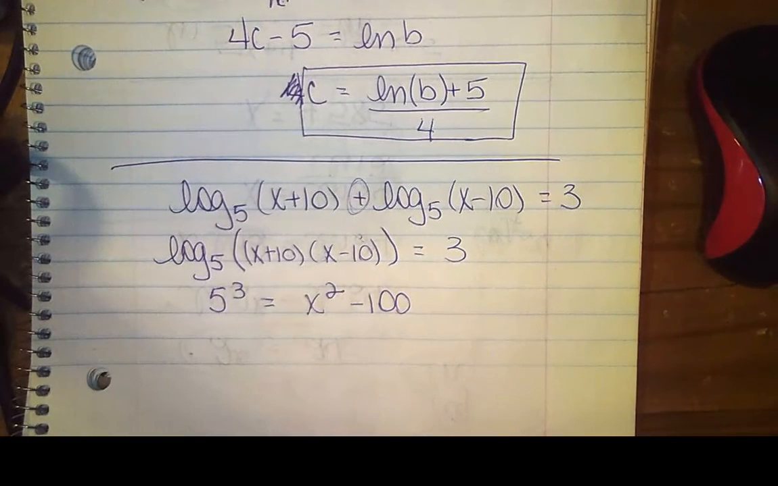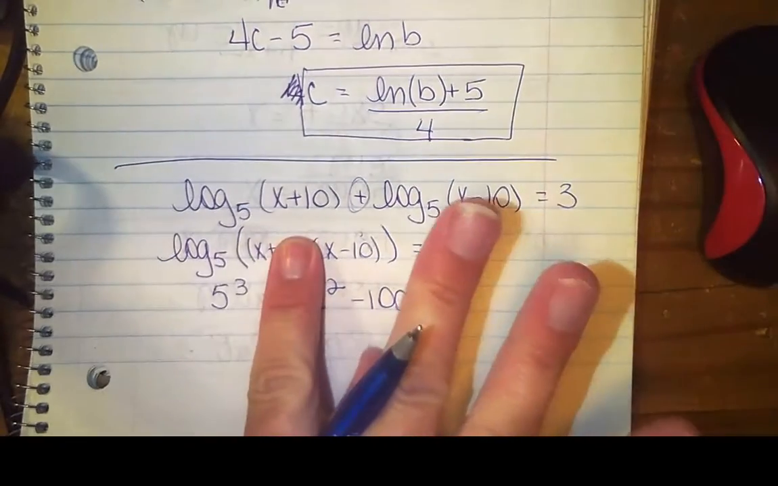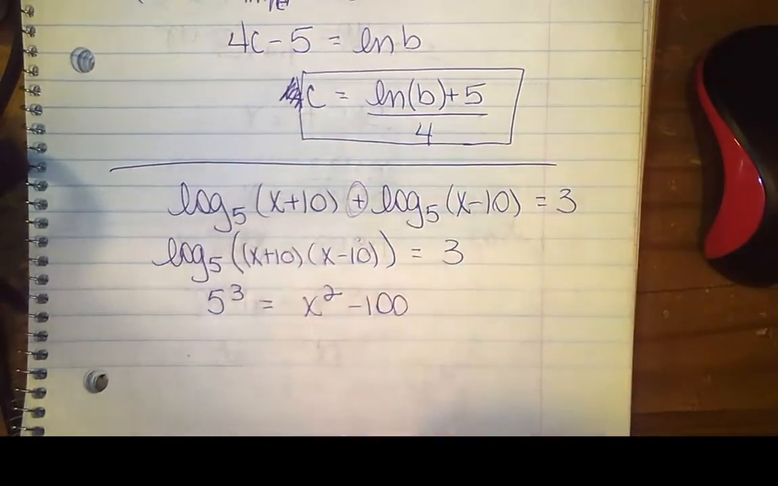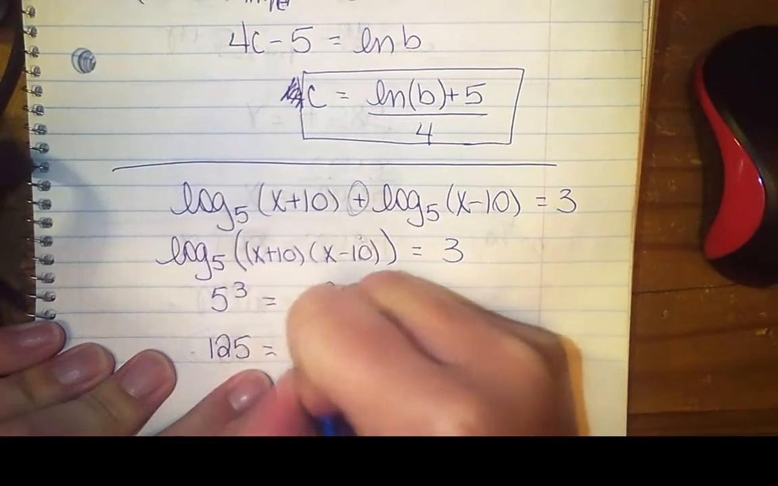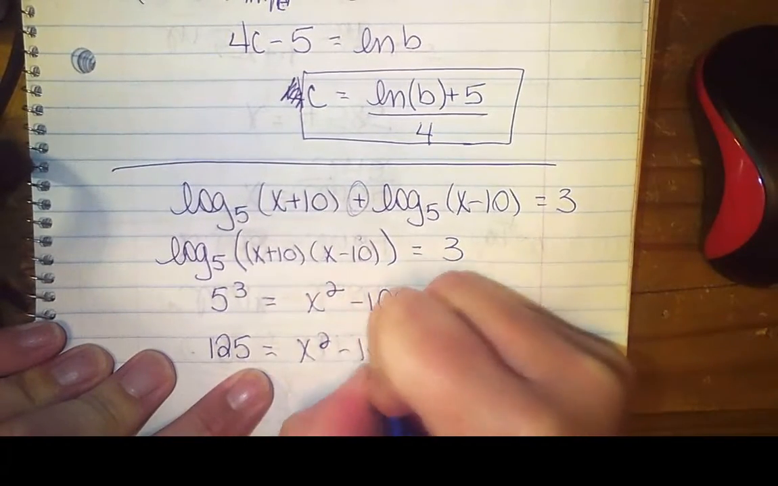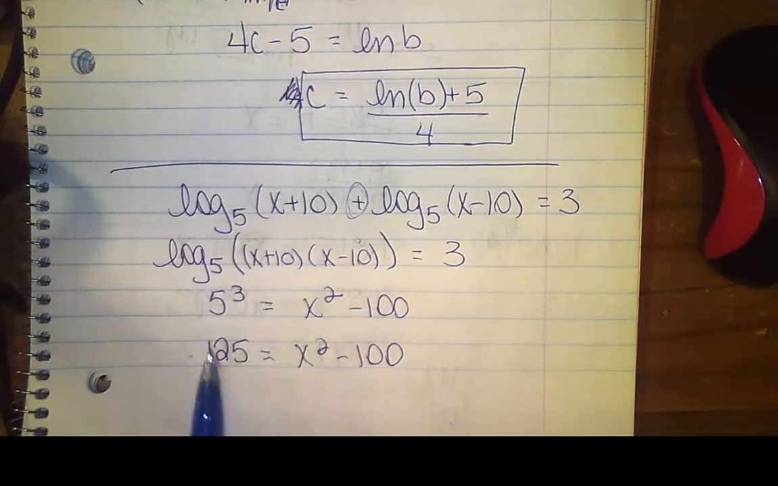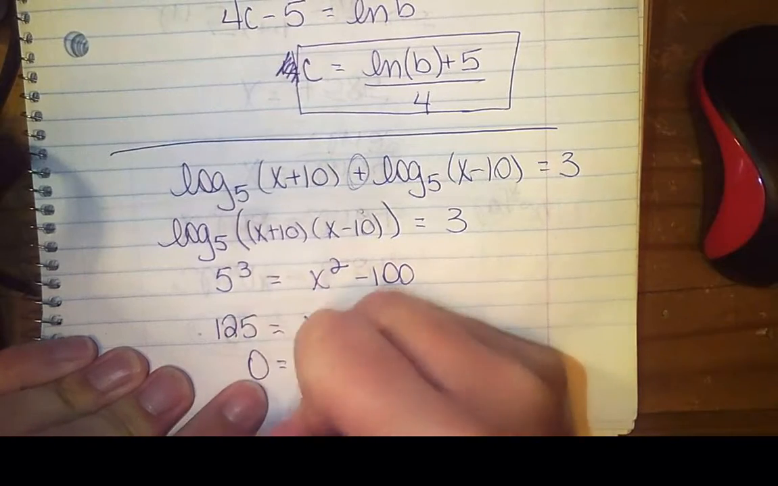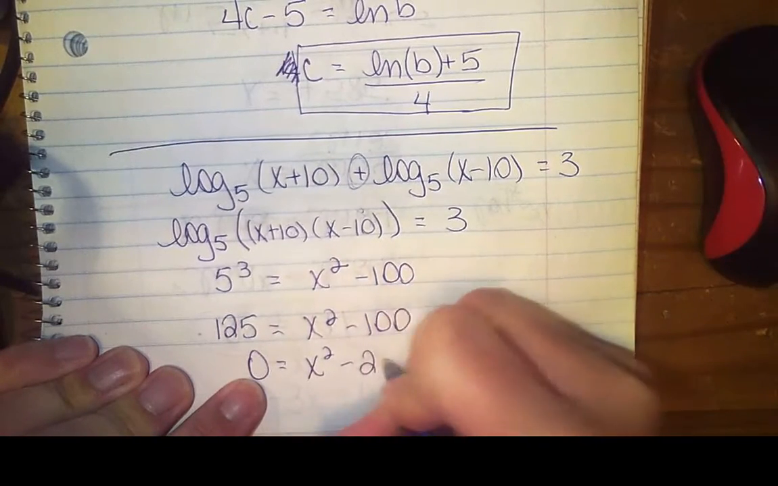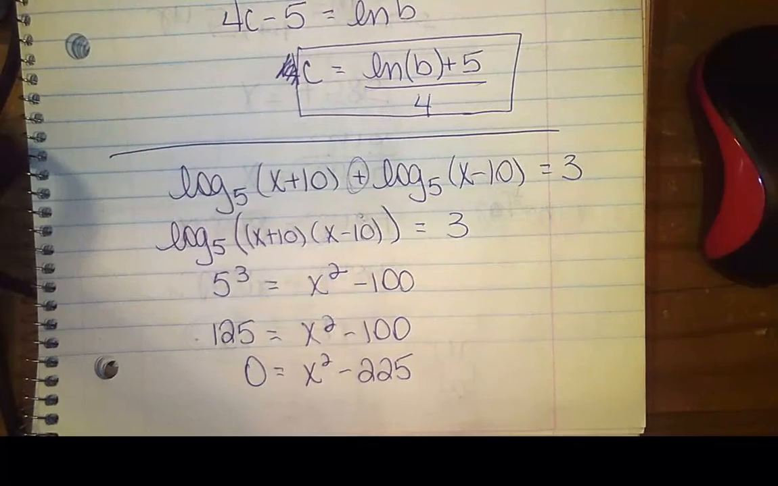Okay, what do I do now? I'm trying to get x by itself. Well, do I know what 5 to the third is? I do, because 5 times 5 times 5 is 125. Okay, so now what do I do? I need to subtract 125 from both sides. So I get x squared minus 225. Now you can approach this two different ways.